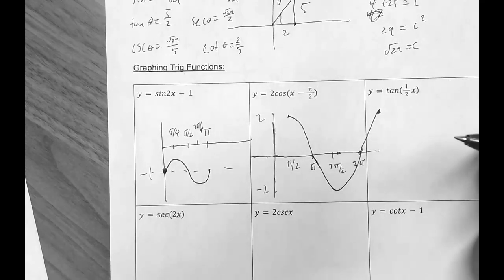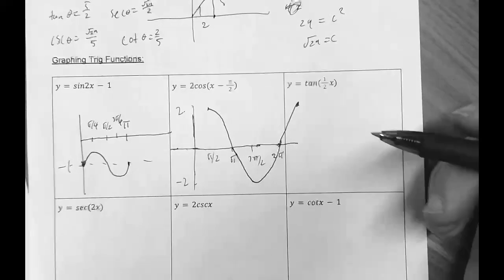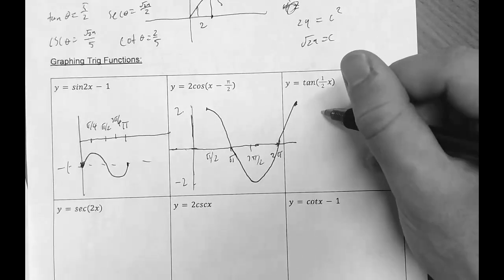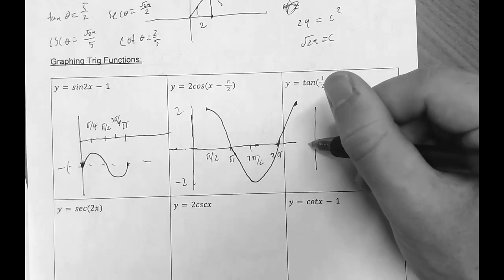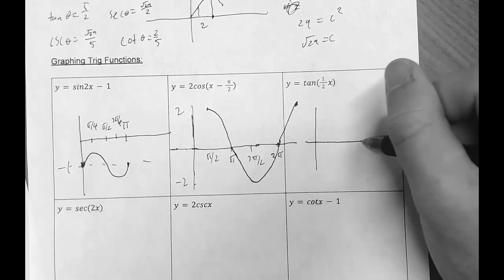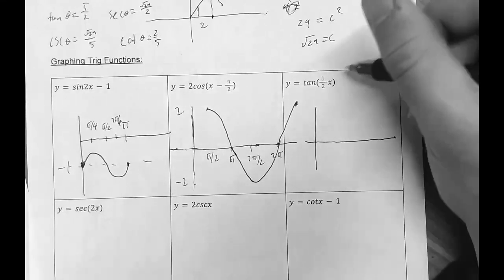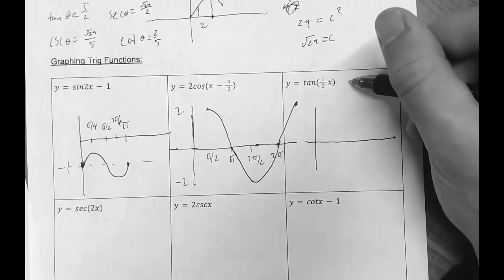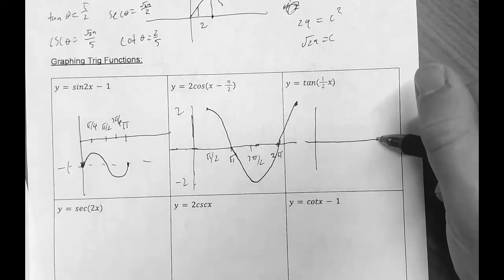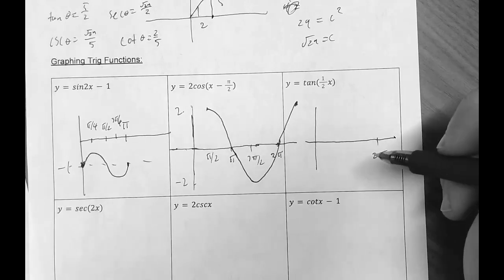Okay, tan pi over 2x. So the period for tan is normally pi. So this, you should have that down. So this is normally pi, but now the period is going to be 2 pi for this.